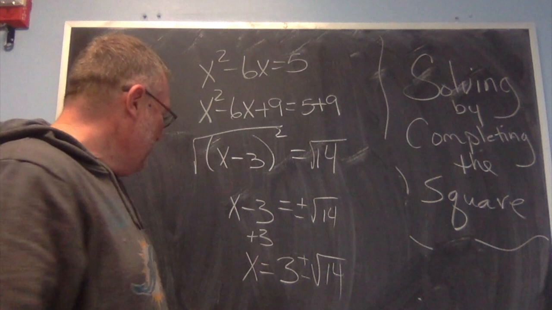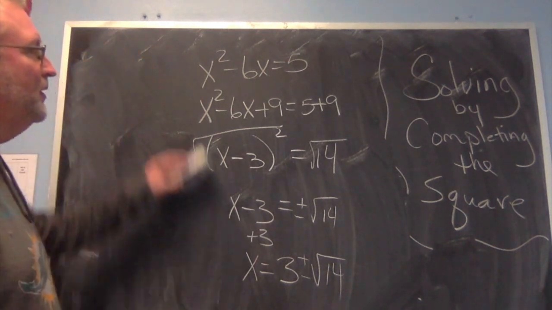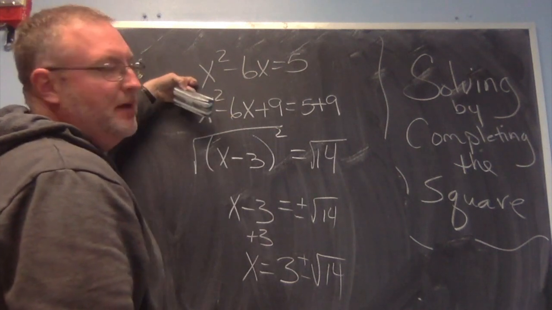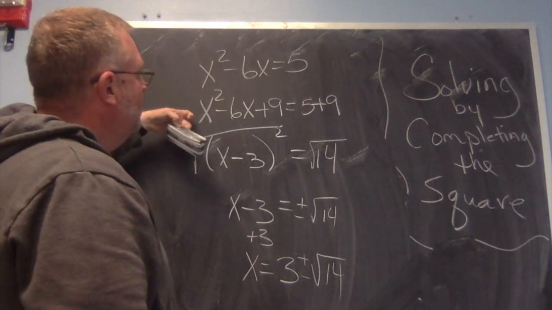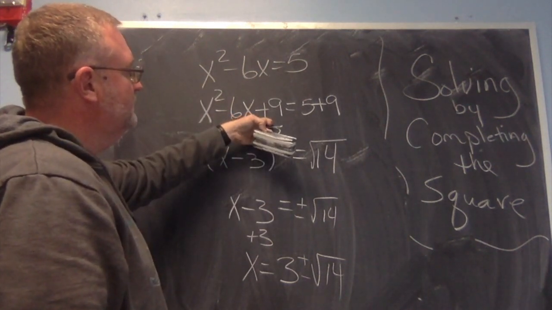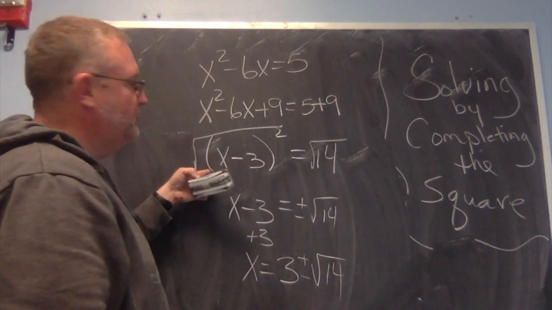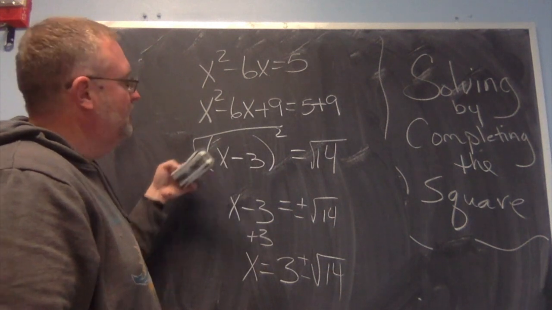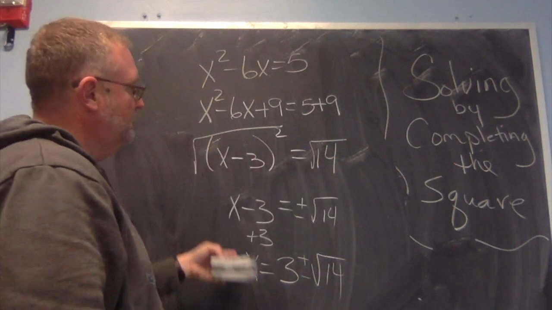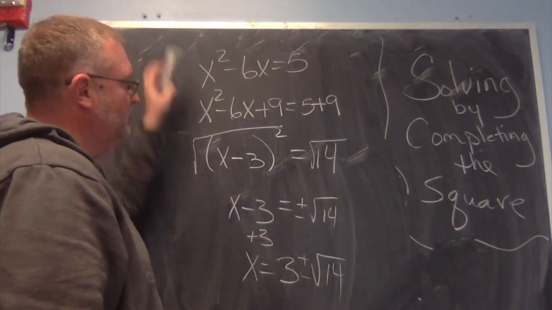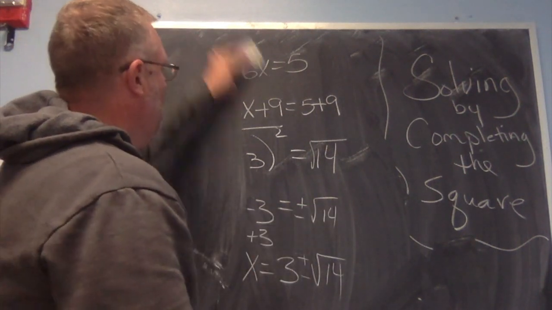Easy, right? So, again, it was already in the form I needed. I didn't need to divide by anything because that was already a 1. So then I completed the square. Whatever I added here, I added over here. Factored it down to a perfect square. Did the square root. Left me with just x minus 3, positive negative square root of 14. Add 3 to both sides. I'm done.